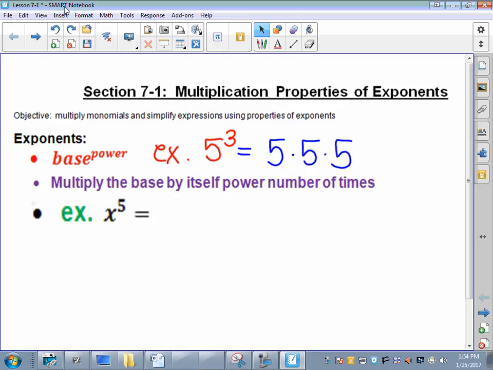So if I've got an x to the 5th power, we know that there are 5 x's, and we're going to multiply all of them. Isn't writing x to the 5th a lot easier, quicker, and less work than writing out all 5 x's?